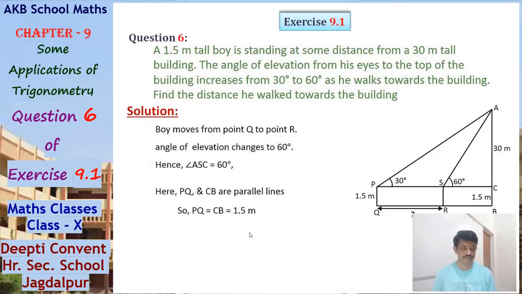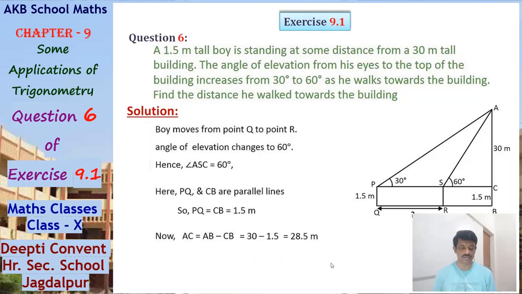Clear? Now AC equals what? AB minus CB, that is 30 minus 1.5 equals 28.5 meter. That is AC equals 28.5 meter. So we are getting like this: AC equals 28.5 meter. 30 meter means AB total, or AC equals 28.5 meters.